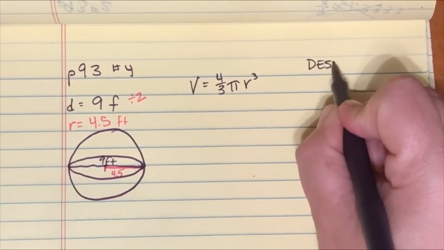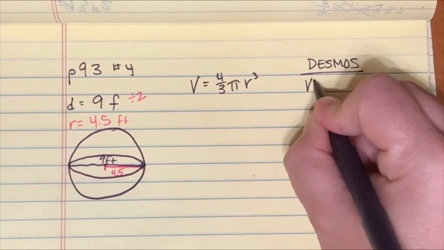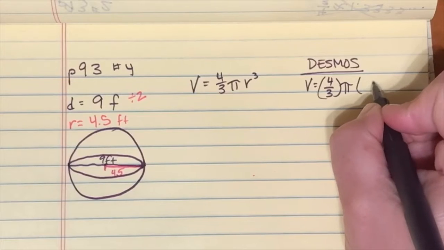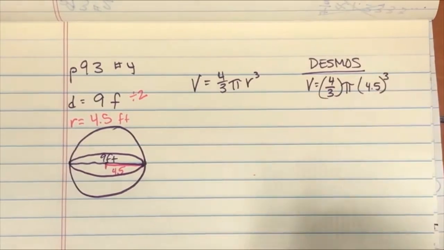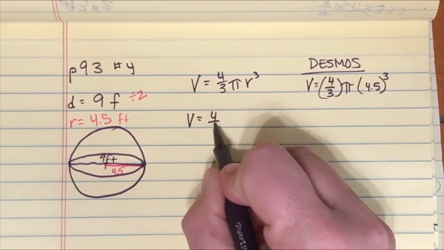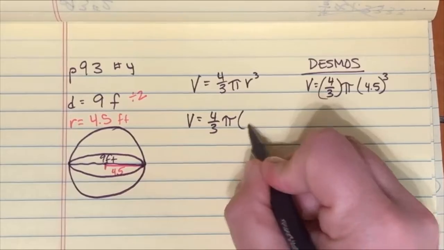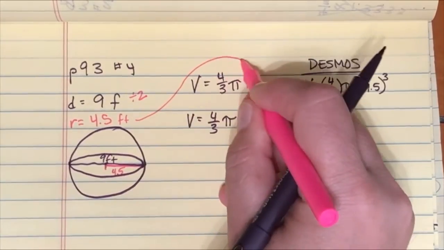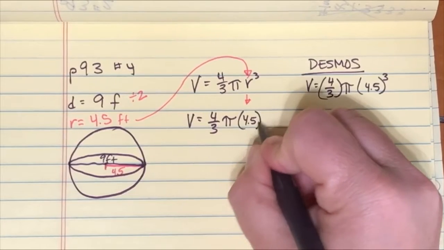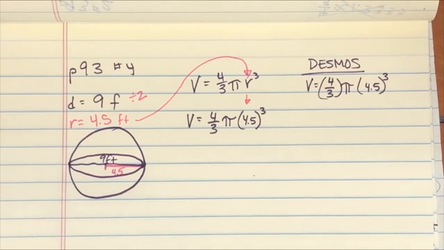Now, you could take this formula and just plug all the information into Desmos, right? If you're going to write 4/3 with parentheses times pi times the radius, which is 4.5 cubed. And you can just put all that information, and it will just pop out a value for you. And we'll talk about that right at the end, what that might be compared to what we're going to get here.